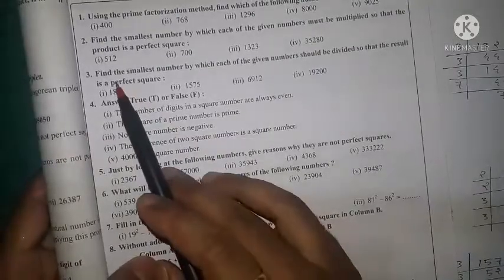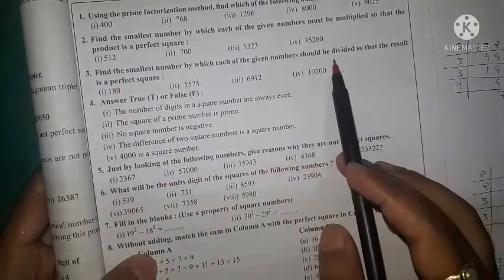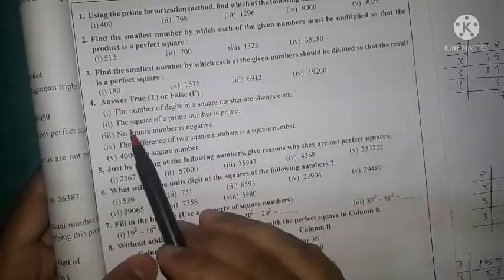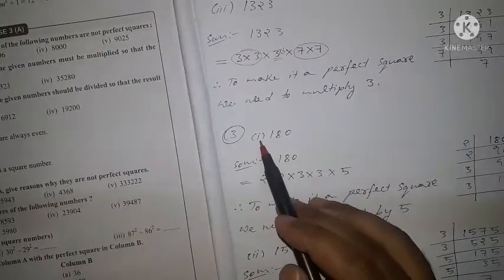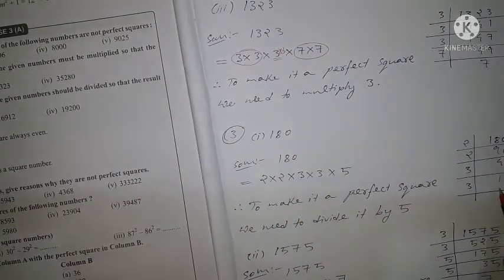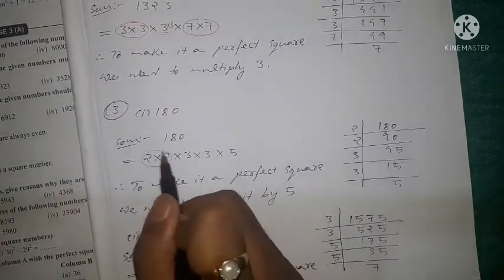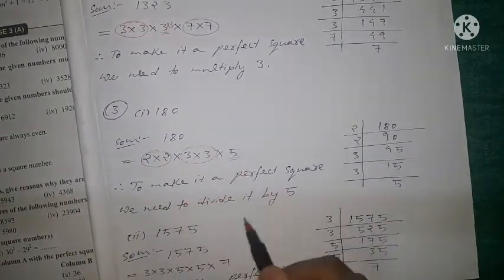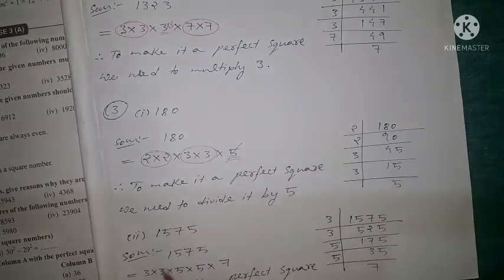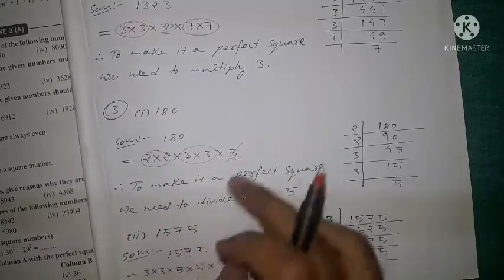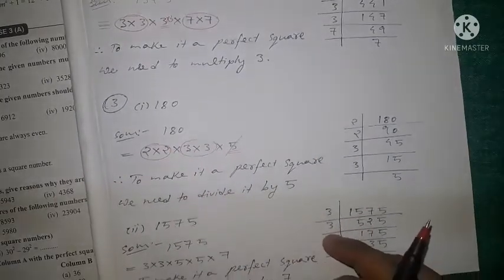So question number 3: find the smallest number by which each of the given numbers should be divided so that the result is a perfect square. As we can see, it is given 180. If we do the prime factorization of 180, it becomes 2 into 2, 3 into 3, and 5 remains alone. So in order to make it a perfect square, we must remove this 5. So therefore, we have to divide 180 by 5. Then this 5 will be removed and it will become a perfect square.